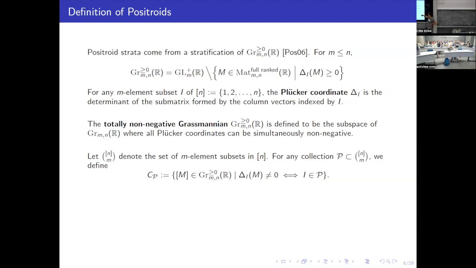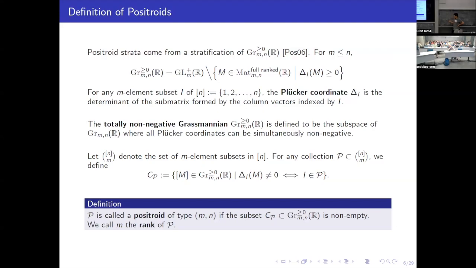So if you take a set of m-element sets, you can define a subset inside the Grassmannian such that the Plücker coordinates are non-vanishing if and only if they're inside that subset. And a positroid is such a collection where this subset inside the Grassmannian is nonempty. It's the one that's meaningful, because a lot of times if you just randomly pick things, you're going to get an empty set. So you don't want that, right? And if you actually get something, it's called a positroid. So a positroid is a special kind of matroid.